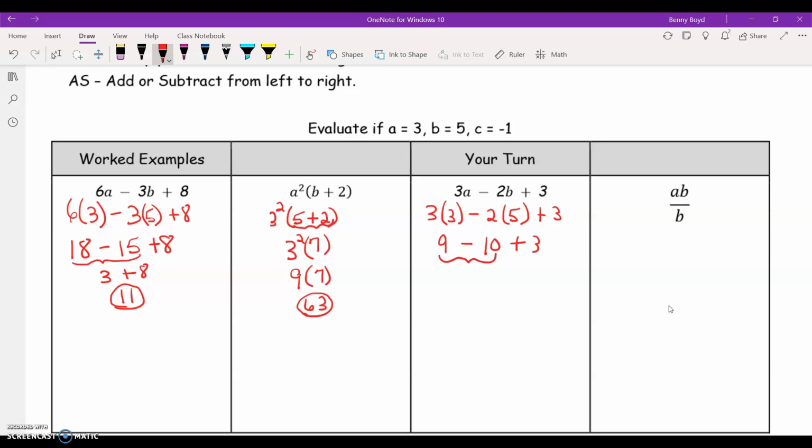Again, we're going to do our addition and subtraction from left to right, so that's going to leave us -1 plus 3. Last, we'll do -1 plus 3, which will leave us with 2.